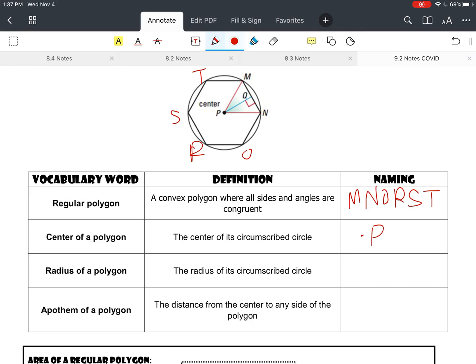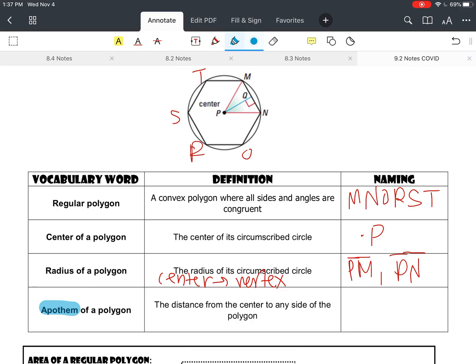The center of the polygon is the same thing as the center of a circle. It's going to be in the middle, and in this case, it's just going to be point P. The radius, which you don't really need to know too much, goes from the center to the vertex of the polygon. So in this case, PM and PN would be examples of a radius.